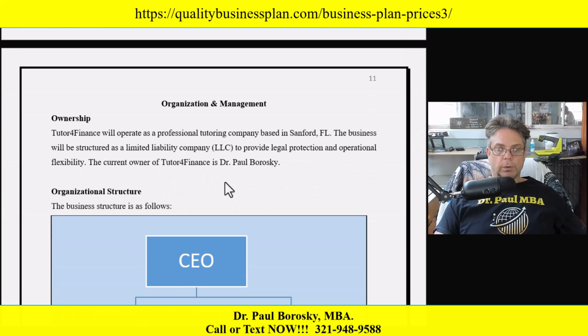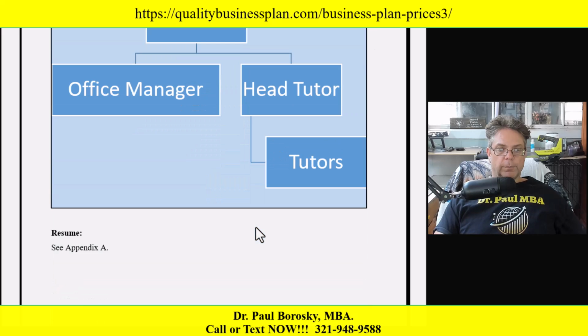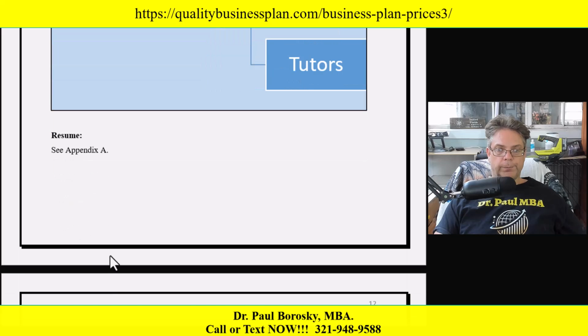Next section is going to be your organization and management. We'll talk about the ownership, the legal structure of your business right here, and then we'll include an organizational chart. From there, we'll also state that if you do provide me with a resume, or if you do have a resume, make sure to put it in the appendix, and then state that it is in the appendix as well.